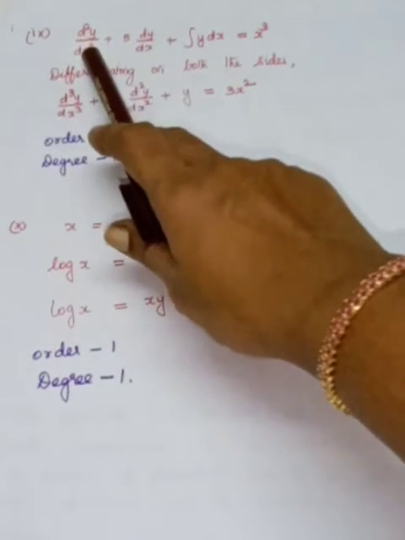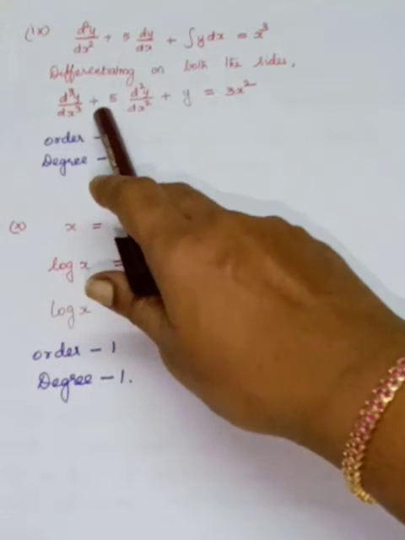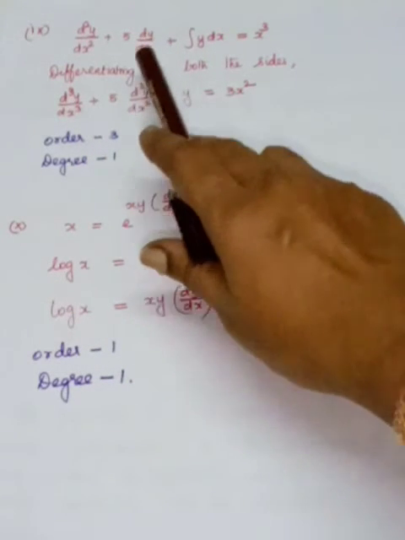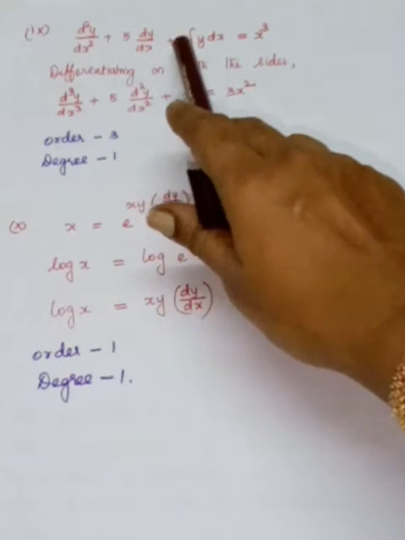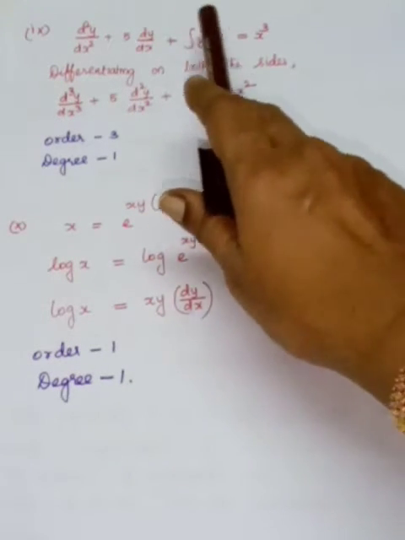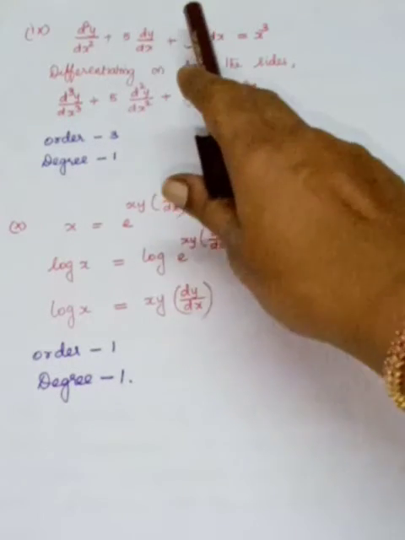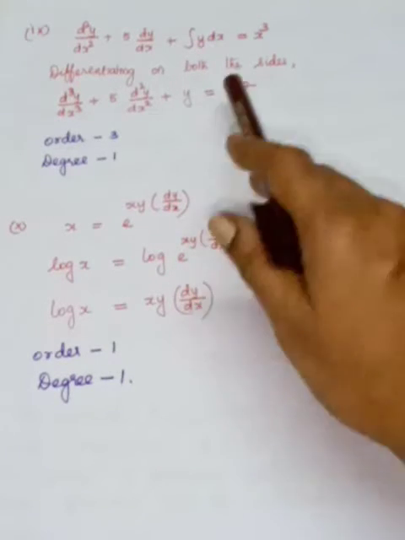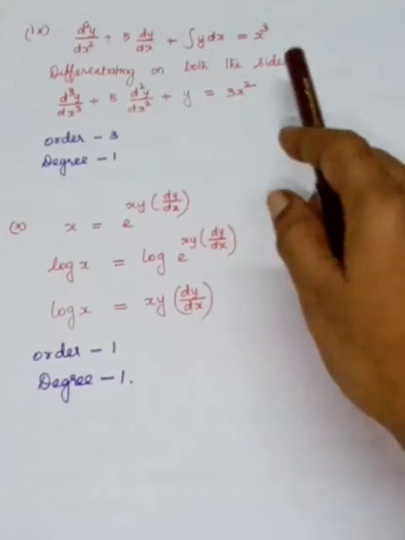So if you differentiate with respect to x, that is d cube y by dx cube plus 5 into here d by dx of dy by dx is d squared y by dx squared, and d by dx of integral y dx. So the differentiation and the integration is anti-process. So they are both getting cancelled. You will have y alone is equal to, what is the differentiation of x cube? That is 3x squared.